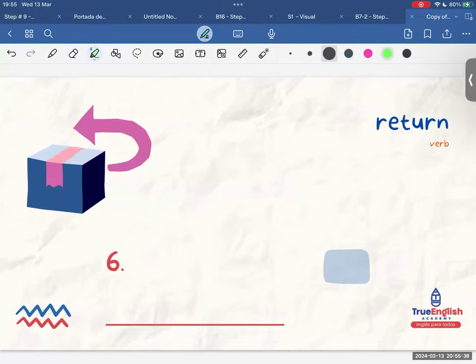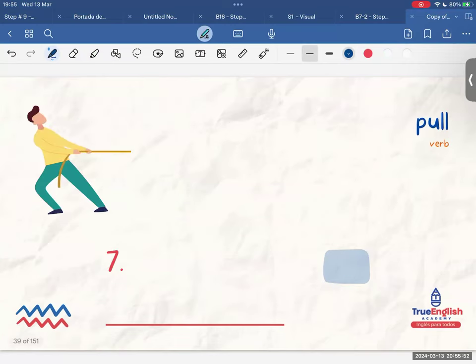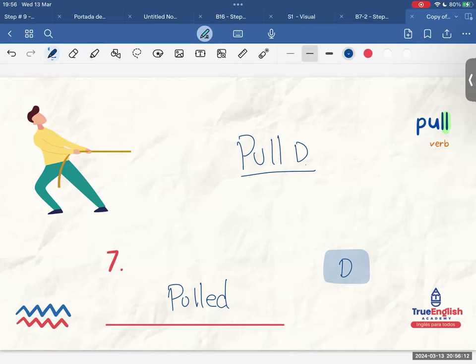Look at this one. Return. Returned. Porque la N sí vibra, ¿ok? Yes. Pulled. D or T? D. Entonces sería así la pronunciación. Pulled. Perfect.